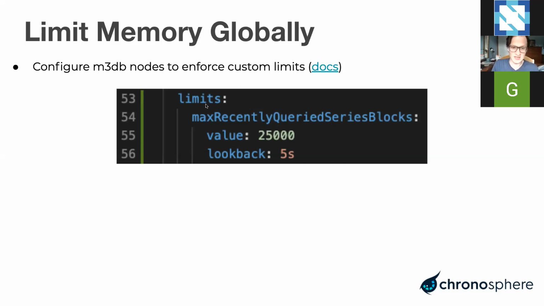And so you can see here, all of this can be done via configs that are referenced in the M3DB docs. Here you just specify the number of blocks, which is a consistent amount of memory that would be pulled into memory. And you can specify how many of those blocks you want to allow to be pulled into memory concurrently as a result of queries in some given look back period. In this case, it would be within a 5-second look back.